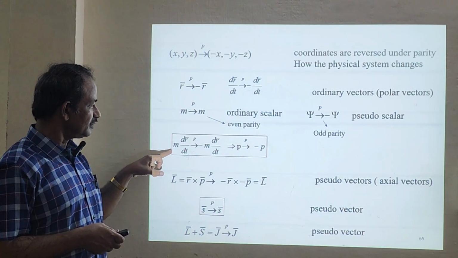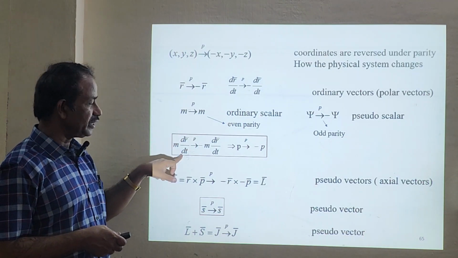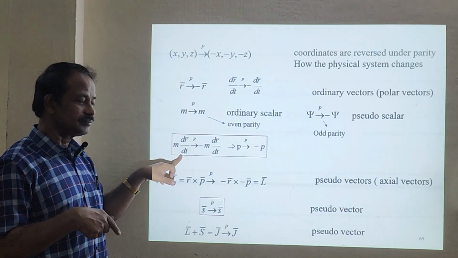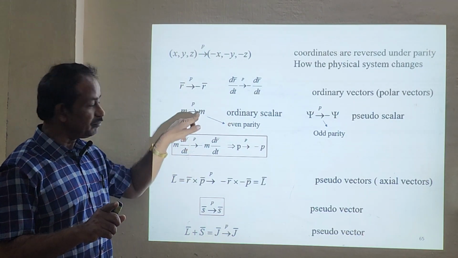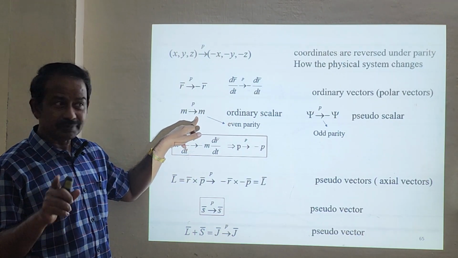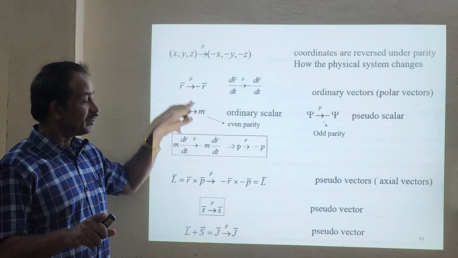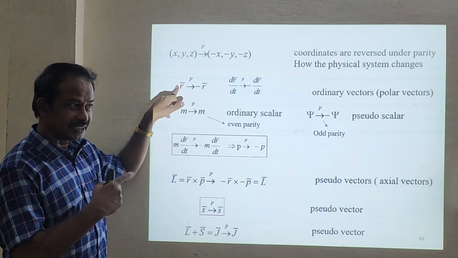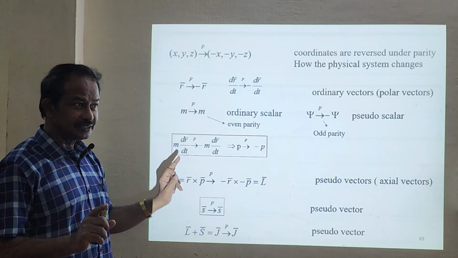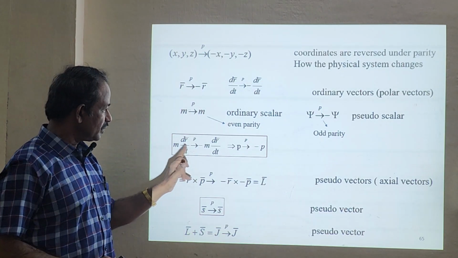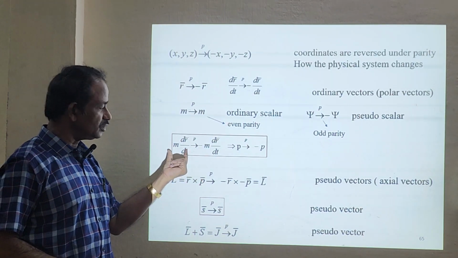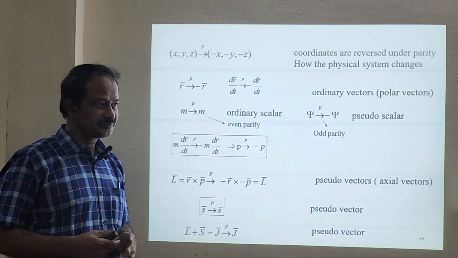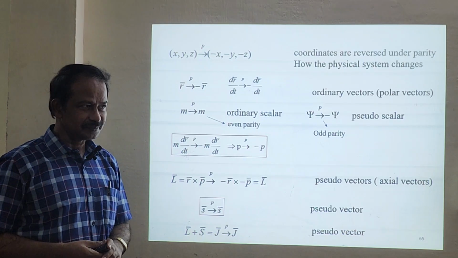Now look at this one, m into dr by dt, so mv, momentum. r changes into minus r, m will not change. Under parity, m remains the same. Vector quantity alone changes here. I should not say that, but however, we will see. So m dr by dt gives you minus m dr by dt. This is called momentum. So momentum will change. Momentum is a vector quantity.